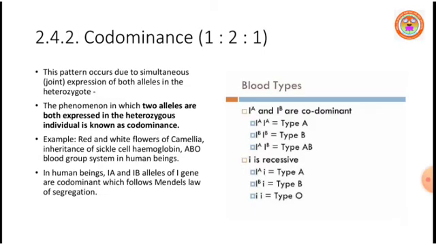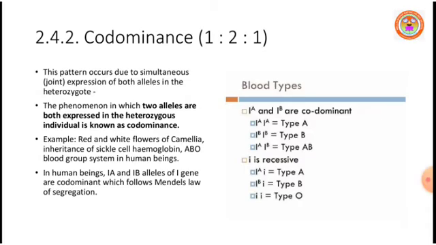In human beings, the allele IA, that is immunoglobulin A, and allele IB of the capital I gene are codominant, which follows Mendel's law of segregation.